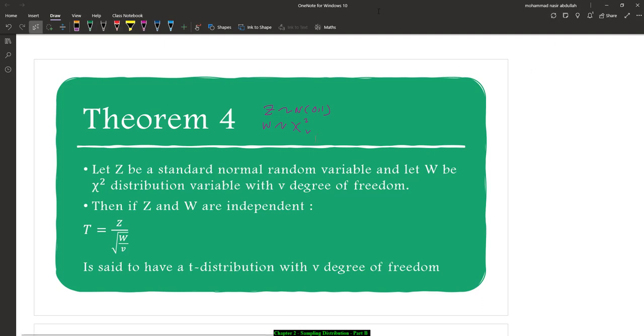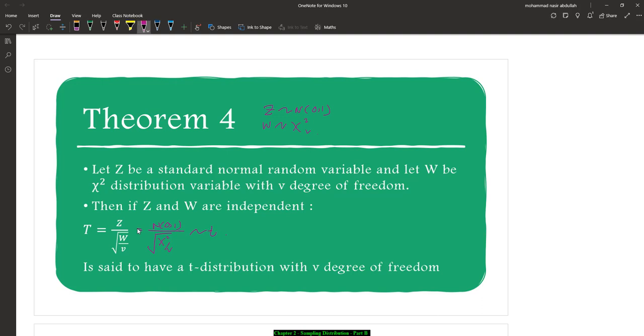So then we can say that when Z and W are independent, it's going to have a T distribution, where Z divided by square root of W over V. Right, so means that this is a standard normal distribution divided by the square root of a chi-squared over degree of freedom, V degree of freedom. So it's going to have a T distribution with V degree of freedom. Right? T distribution with V degree of freedom.